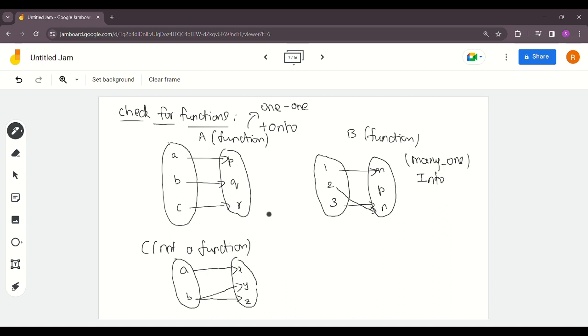Please understand the difference between B and C. Here in example B, two students are having a common teacher.